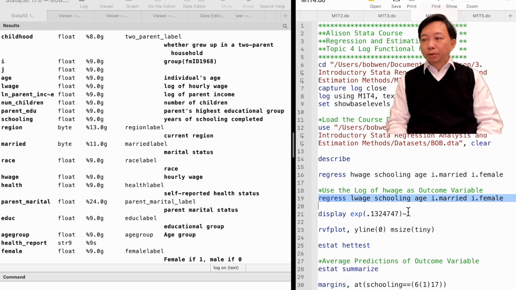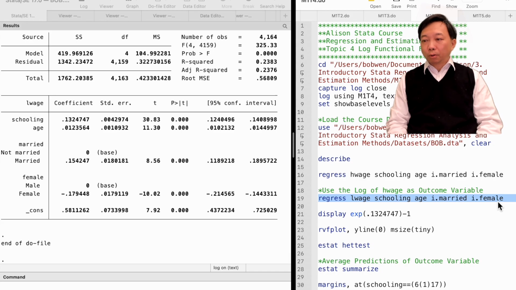Here, we use the prefix i. in front of categorical or dummy variables. Let's execute it. The estimated coefficients are all statistically significant at any conventional significance level. Keep in mind that when we use the logarithmic form of the outcome variable, the interpretation of the coefficients is different from using the level form.